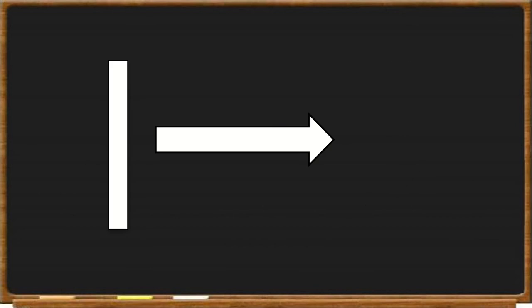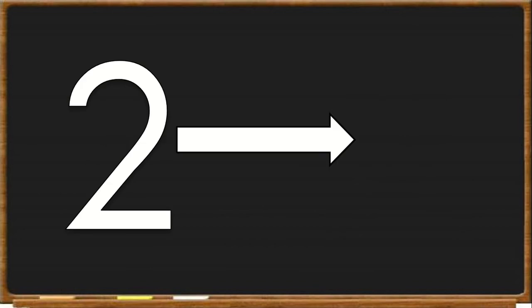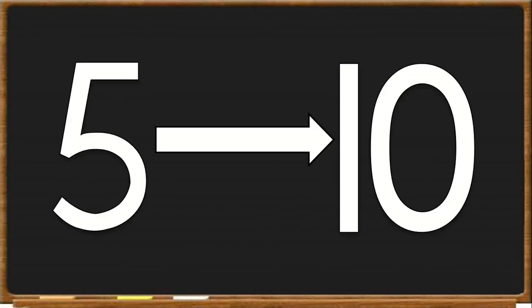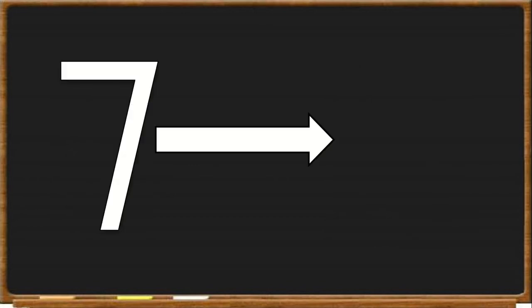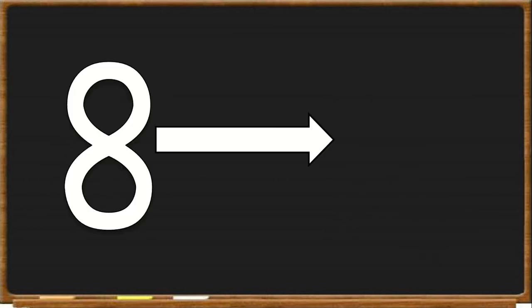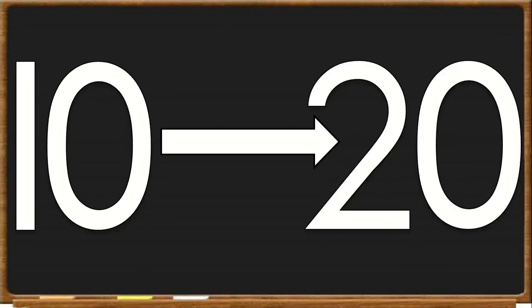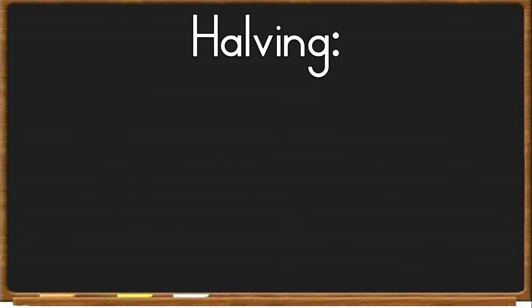So let's see if you can remember. We said double 1 is 2. Double 2 is 4. Double 3 is 6. Double 4 is 8. Double 5 is 10. Double 6 is 12. Double 7 is 14. Double 8 is 16. Double 9, 18, and double 10 is 20. So now that we have our doubling, we're going to start looking at halving.